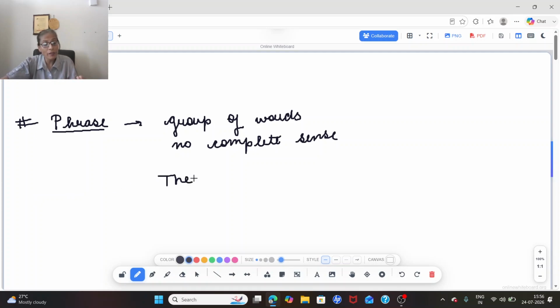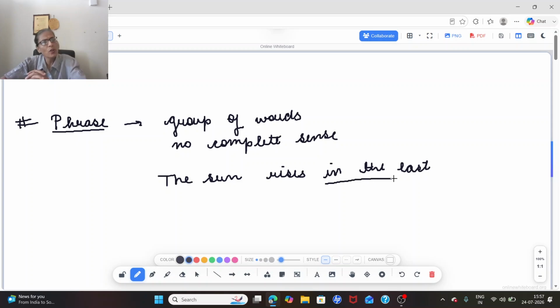Another example you can refer to is Humpty Dumpty sat on a wall. So "on a wall" is a group of words, but it is not making a complete sense. Then one more example: it was a sunset of great beauty. When I say "of great beauty", it is a combination of words, but it is not making a complete sense. So what is it called? It is called a phrase. So what is a phrase? A phrase is a group of words, but it is not giving you a complete sense.